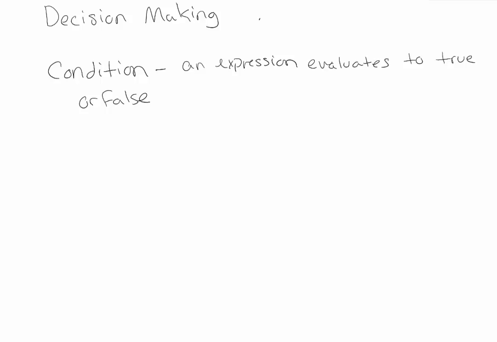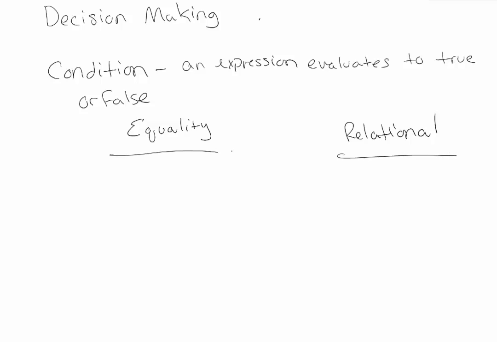So the first thing we have to look at: there are two types of operators that we use to form conditions, right? Equality and relational. And so equality operators are things like, are they equal or not equal? In C#, we use the double equal sign for equal, and for not equal, we use an exclamation point equal.